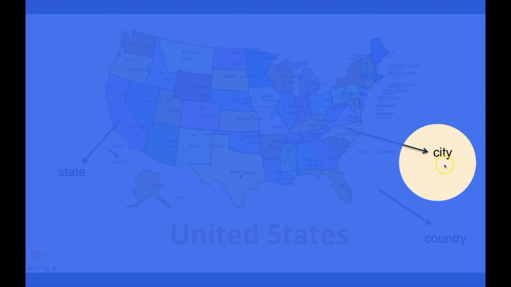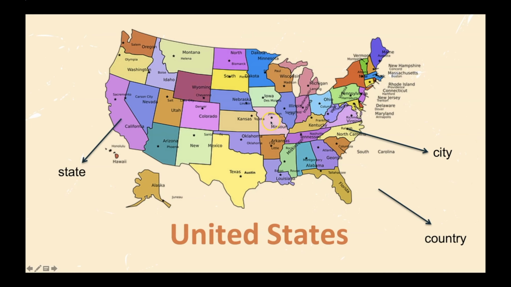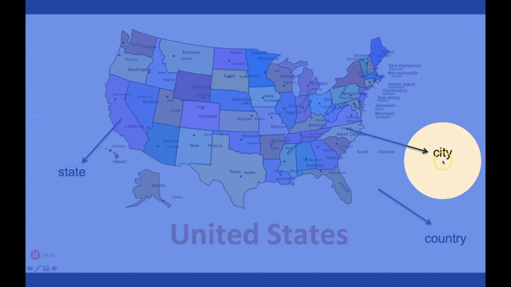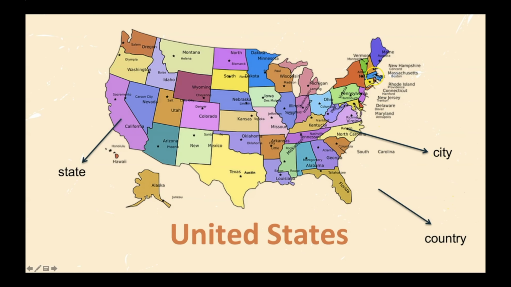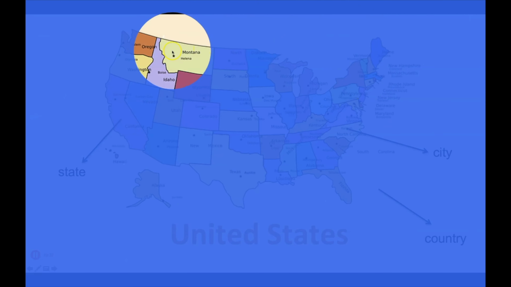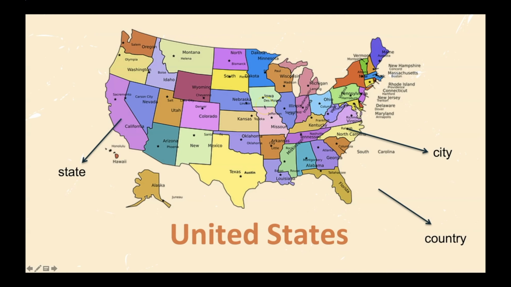Then we have cities, and these cities are marked by stars. This is a star. These cities are called capitals. Capital. So we have a state, we have a city, and then we have the country, which is the whole thing. Okay?